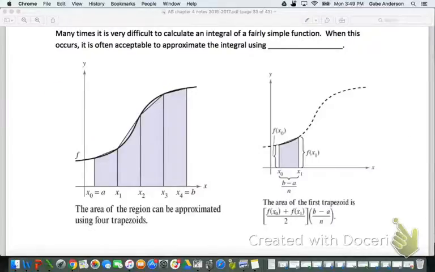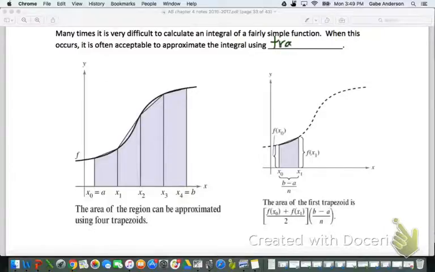All right, so in section 4.6, we are going to look at one final way to approximate an integral using area under the curve. In the past, we looked at right sums, left sums, and midpoint sums. Those are all using rectangles. Now we are going to look at how to approximate the area under a curve using trapezoids.